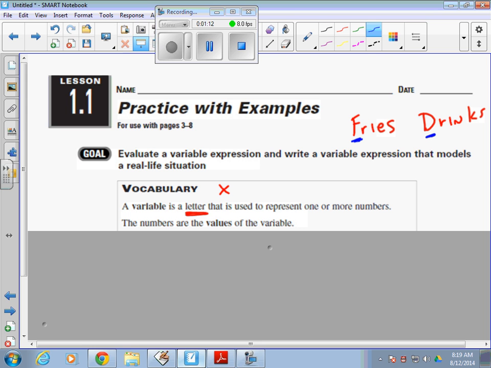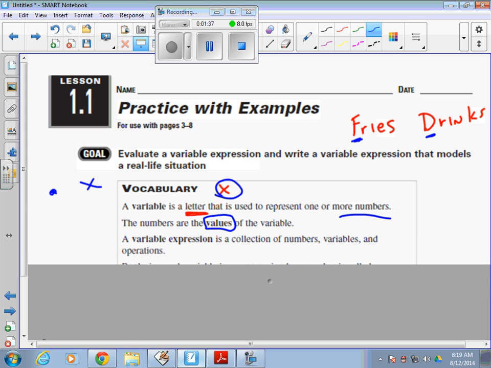But again, the most common thing you use is X, and that's the reason why you use that dot instead of that X to represent multiplication. But it represents one or more numbers being a set of numbers when you're talking about something being greater than or less than. The numbers themselves are the values of the variable. Notice the bold print. Those are the numbers. A variable expression.